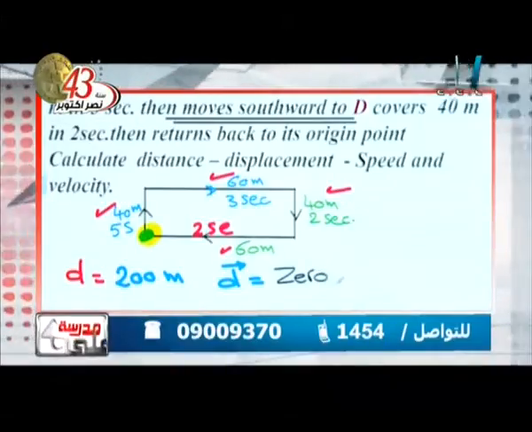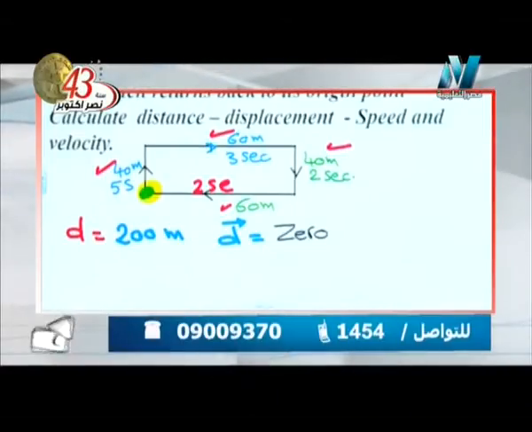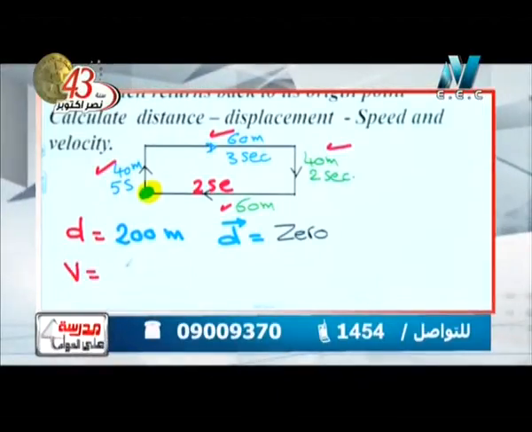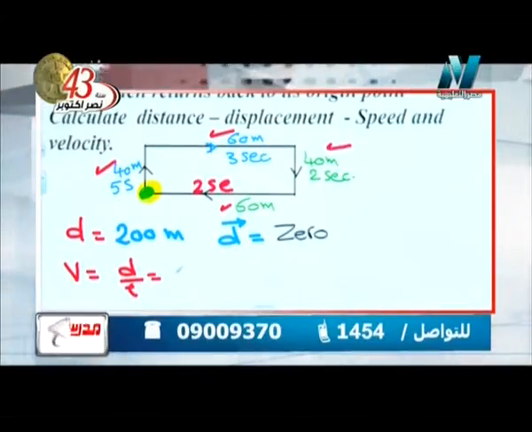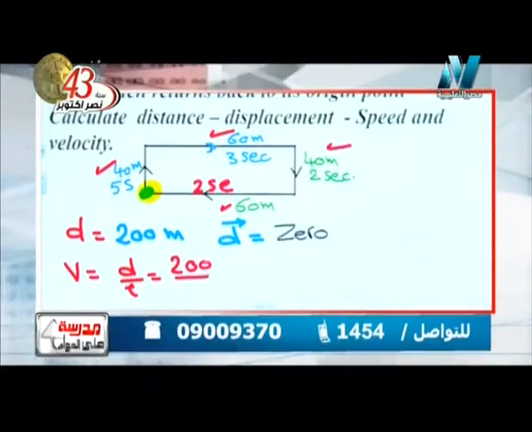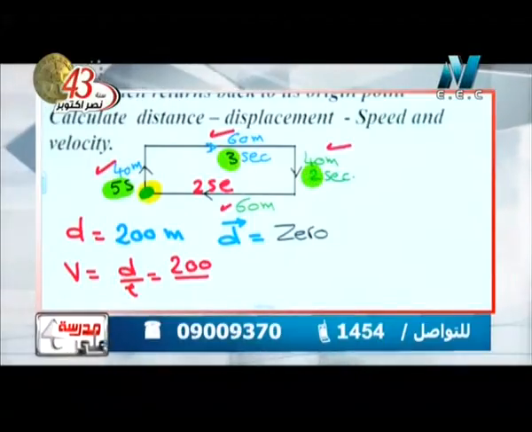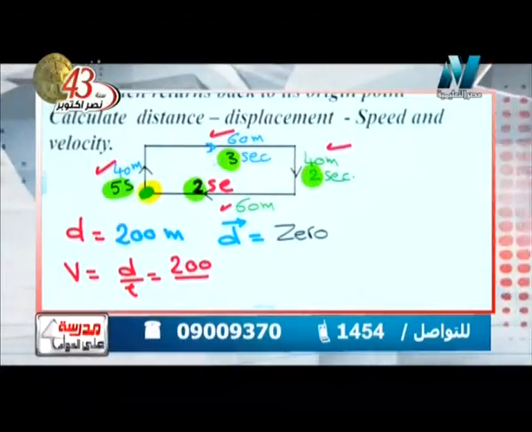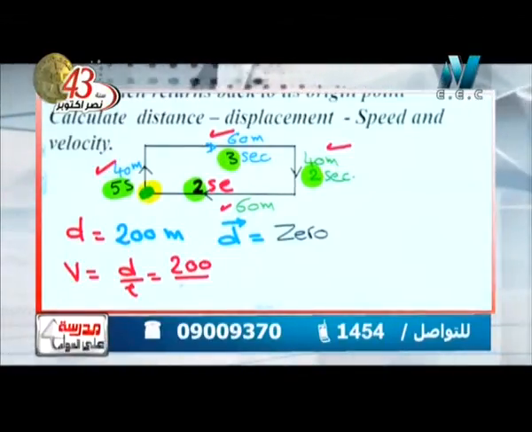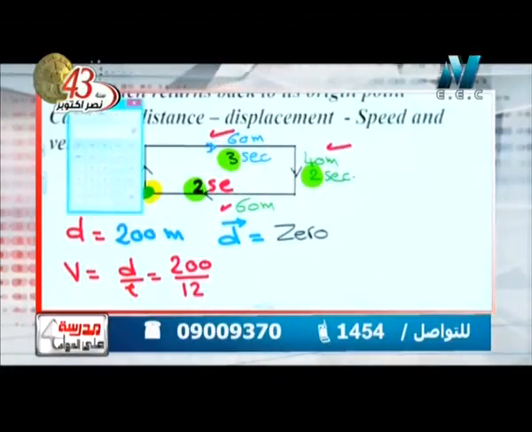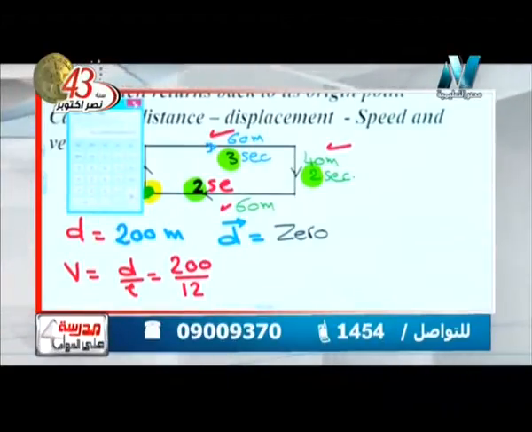0 meters. So we saw the difference, great difference between distance and displacement. Then we need to calculate speed. Speed equals total distance over total time. Distance over time equals how many? Equals 200. The time equals how many? It says the time here equals 5, 3, 2 and then 2. 3 and 5 equals how many? 8, 2 is 10, and then 2 makes 12. By using calculator, 200 divided by 12 equals how many? 16.6.